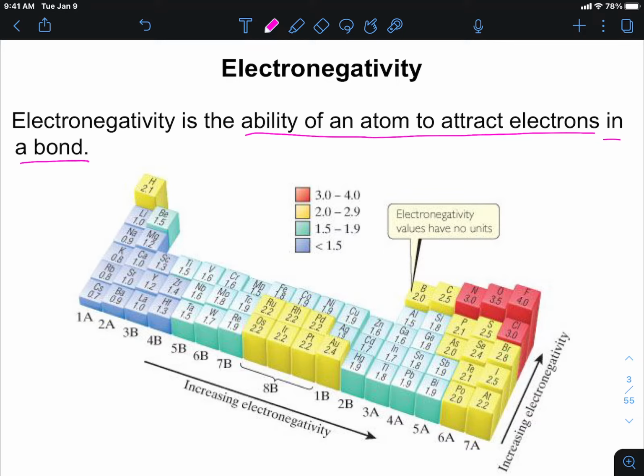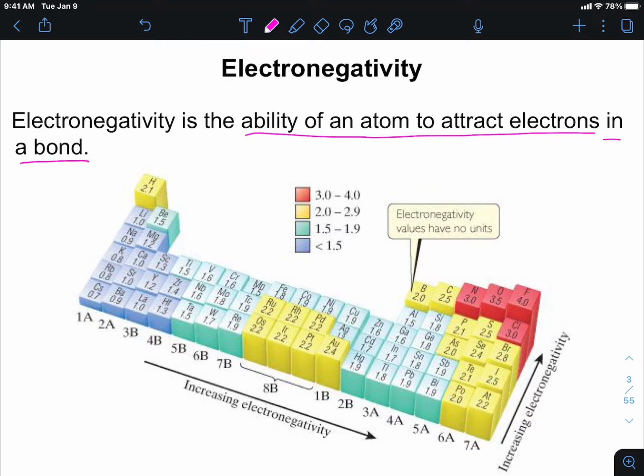But as you look at both the periodic table and this diagram here in the notes, you should take away from the fact that your electronegativity values increase from left to right. Right? So they are the highest on the far right side. And also, the electronegativity increases from bottom to top.